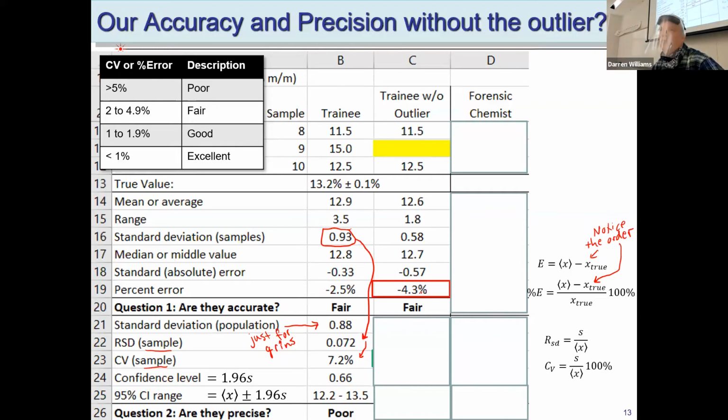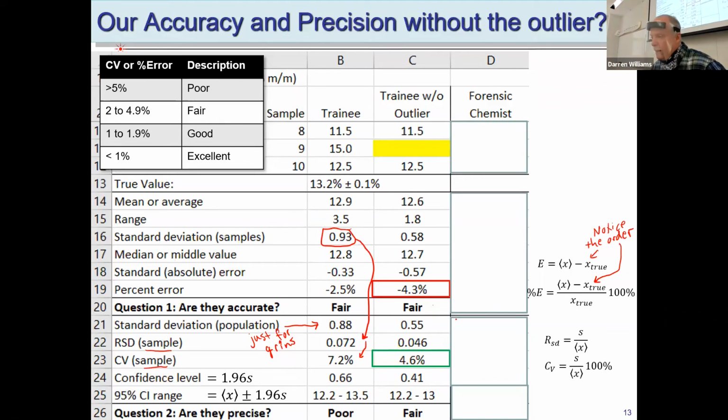We're still within 5% though, so we still have fair accuracy. But then our CV has gotten better, down to 4.6. So we really didn't lose that much in accuracy, but we gained a lot in precision by getting rid of that outlier. We went from 7.2% coefficient of variation to 4.6%, and so we're now in the fair range of precision.